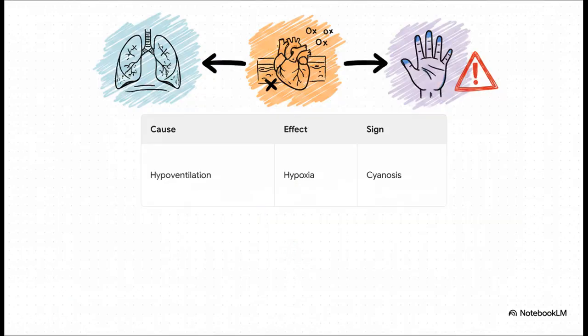And this right here is a clinical cause and effect chain you will see again and again with your patients. It's a domino effect. It often starts with hypoventilation. The patient isn't moving enough air. That directly leads to hypoxia. Not enough oxygen is getting to the tissues. And if that gets bad enough, you can actually see the physical sign of cyanosis, that bluish color on the skin and lips. And that is a major red flag.